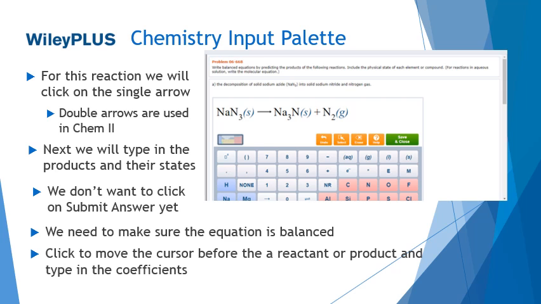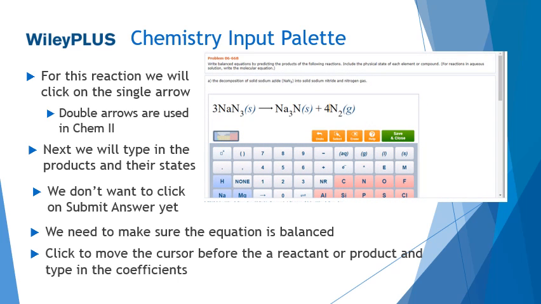So I do all my balancing, do all the chemistry stuff necessary for that. To put my coefficients in, click right before the reactant or product where I want to put the number in, and then just type the numbers in. Numbers that come before will not be subscripts. They will be coefficients.